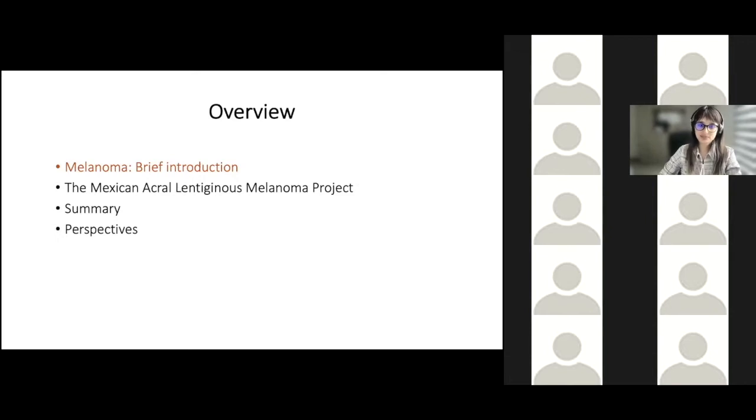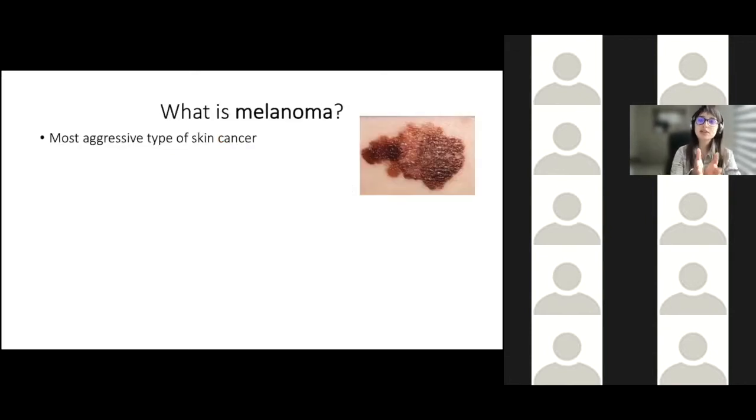So what is melanoma? Melanoma is a type of cancer, specifically a type of skin cancer, and it is the most aggressive dermatological cancer because it represents only about 4% of all skin cancers in all populations, but causes about 3/4 of the deaths from skin cancer. So as you can see, it is a concern and a growing public health problem around the world.